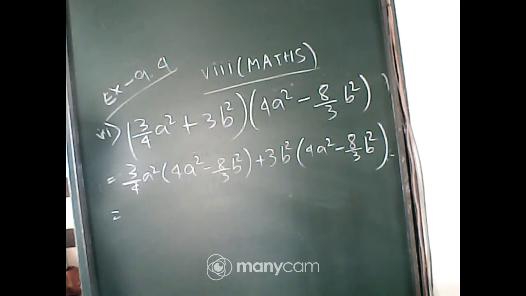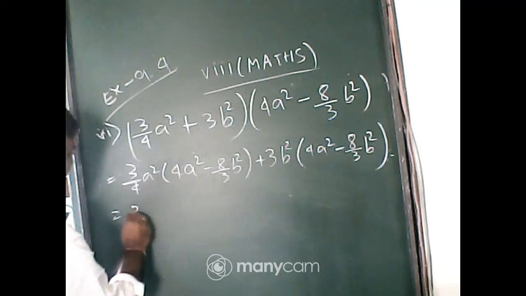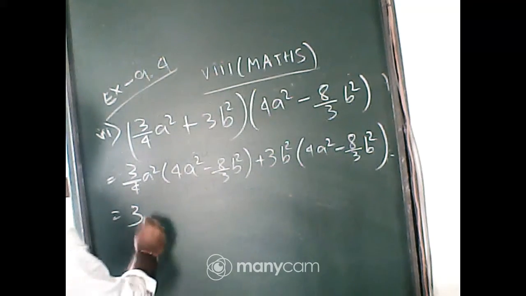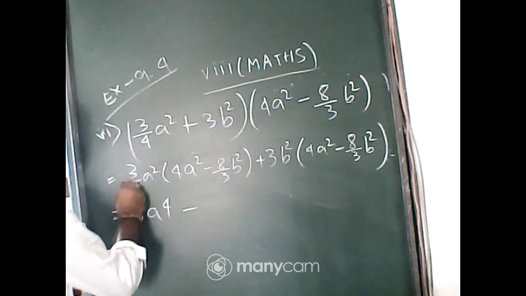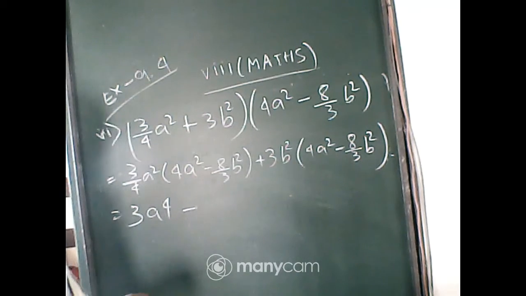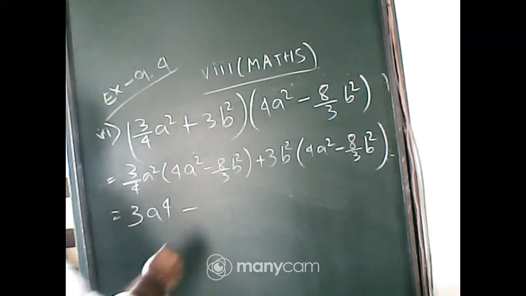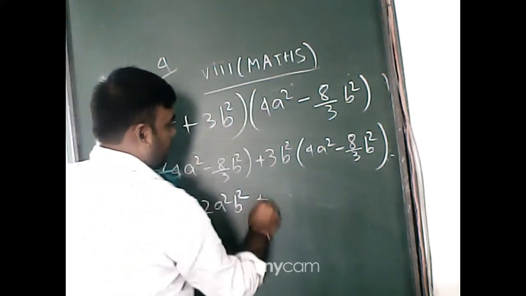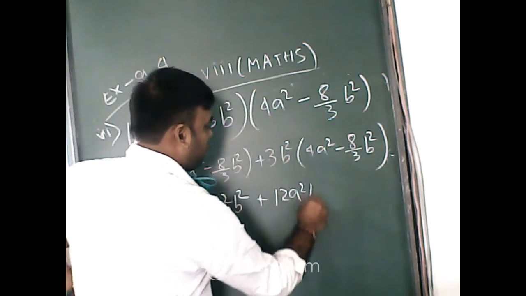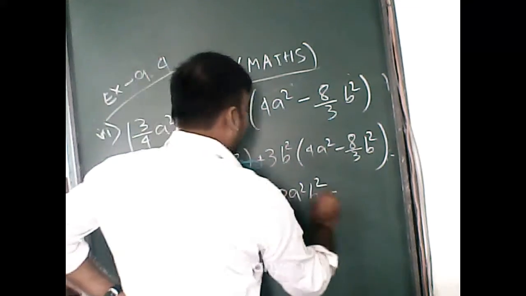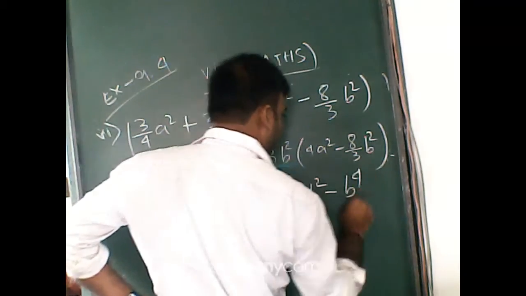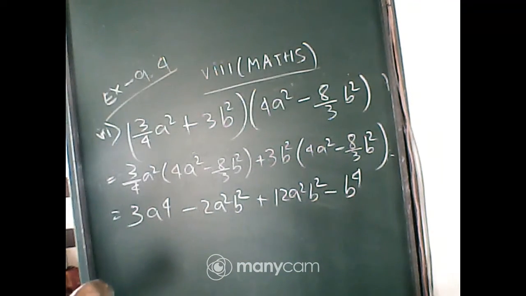3 by 4 into 4, 4 and 4 will be reduced, that is 3. And a square into a square, same variable, add the power, 2 plus 2, 4. 3a to the power 4. Minus, plus into minus, minus, 3 by 4 into 8 by 3. It is obviously 3 by 4, that 3 will reduce, 4 to the 8, 2, a square b square, plus 3 into 4, 12, 12 a square b square, plus minus, minus 3, that is b to the power 4, 12 a square b square minus b to the power 4.